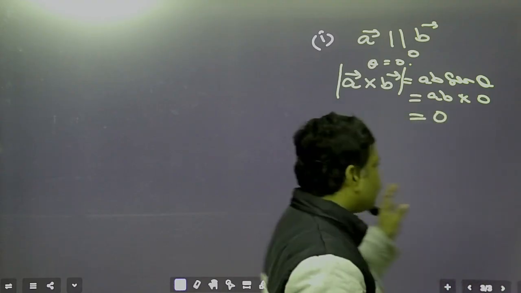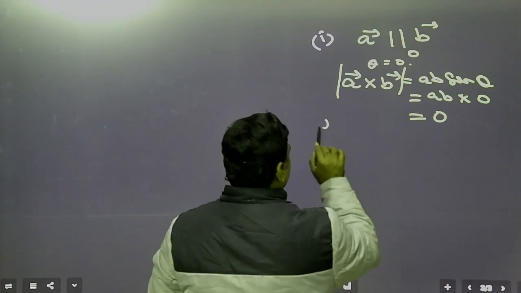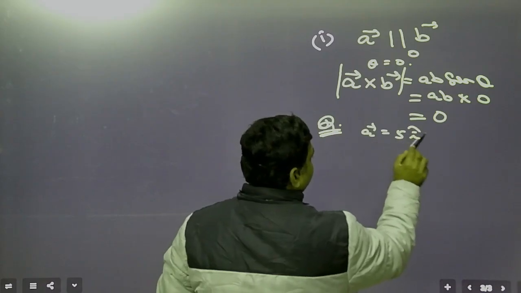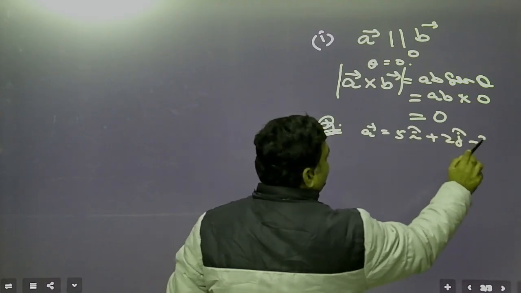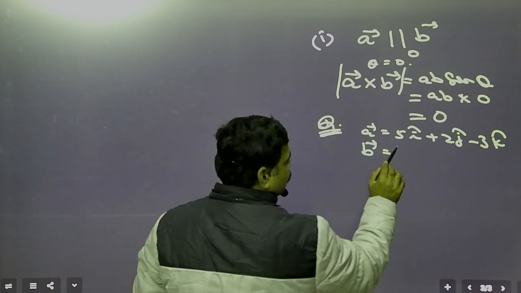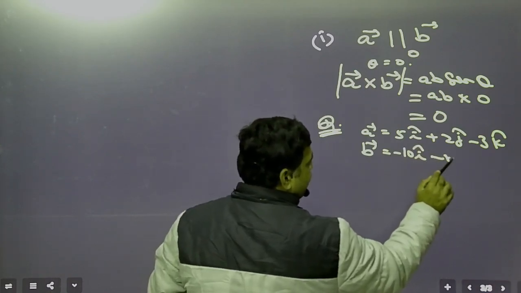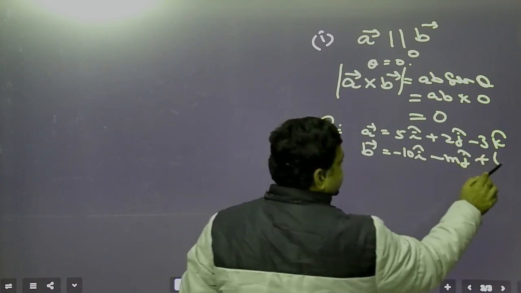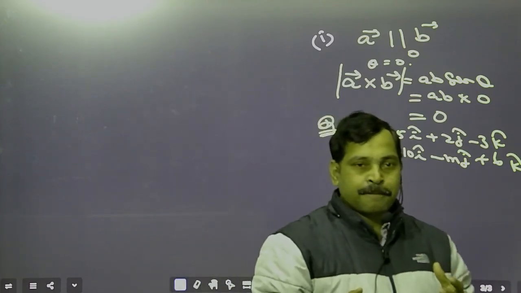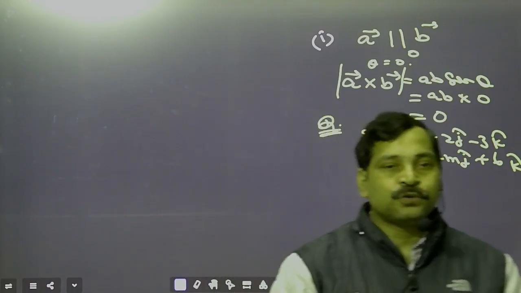Here I will tell you a shortcut method. Most of the time the questions are asked like this: suppose a vector A is given as 5 i cap plus 2 j cap minus 3 k cap, and vector B is given as minus 10 i cap minus m j cap plus 6 k cap. In the question it will be asked, find the value of m if these two vectors are parallel to each other.